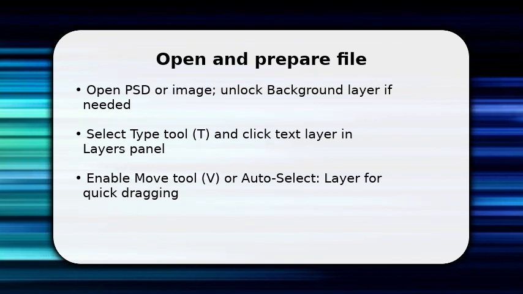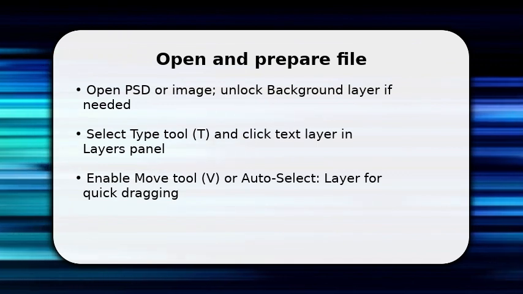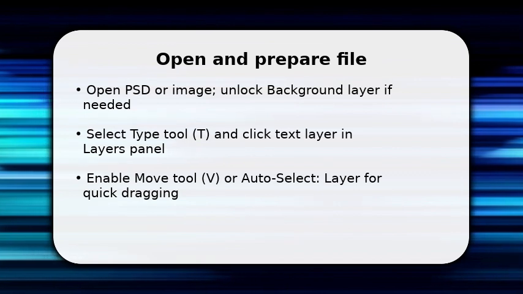Once done, enable Auto Select Layer if you want to click text directly. You can also select the Type tool to edit text before moving. These steps reduce mistakes and let you move precisely without changing text properties.